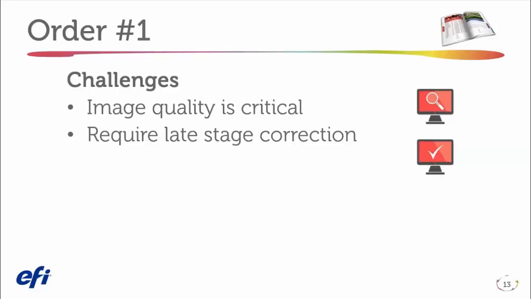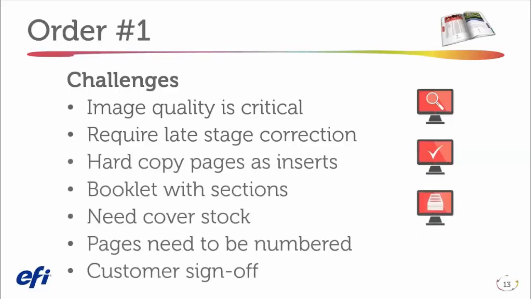After we've made these changes, we'll complete and assemble the document and get it ready for final customer sign-off using a number of the other tools, including hard copy page insertion, making a booklet, assigning cover stock, renumbering the pages, and then creating a PDF file to send back to the customer for their final sign-off. When we complete this, we'll show some automation, and then we'll expand on that automation in our order number 2.